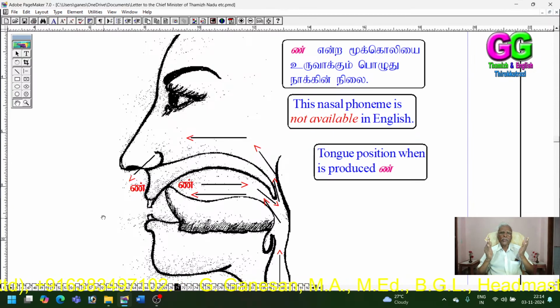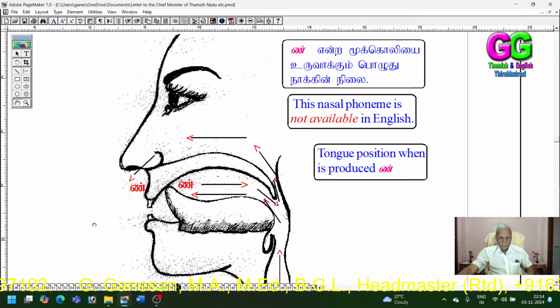The mouth phonemes get various names according to the position of the tongue or the position of the lips. But nasal phonemes, as they are produced by the nose, are called nasal phonemes.